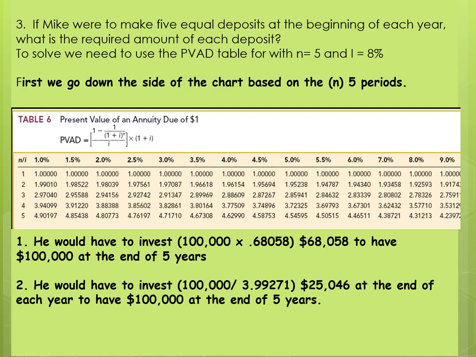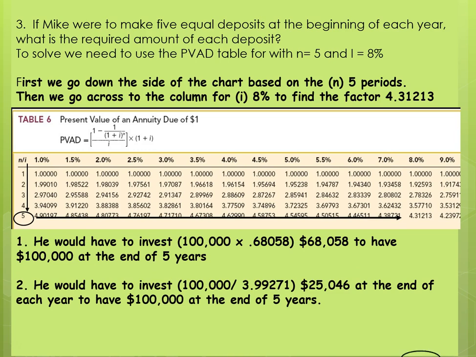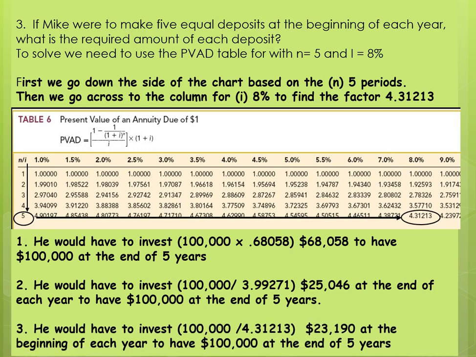Now our third option is we want to know what kind of payment we'd have to make if we made the first one at the beginning of the period. So the factor we would use, again, we'd go to the present value of an annuity due because of when the payment's going to be made, 5 periods, and we go across to 8%. And if we were to make the payments at the beginning of each year, we would only have to deposit $23,190 at the beginning of each year to have $100,000 at the end of 5 years.